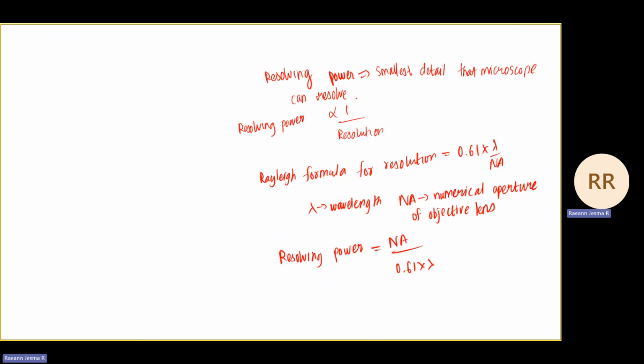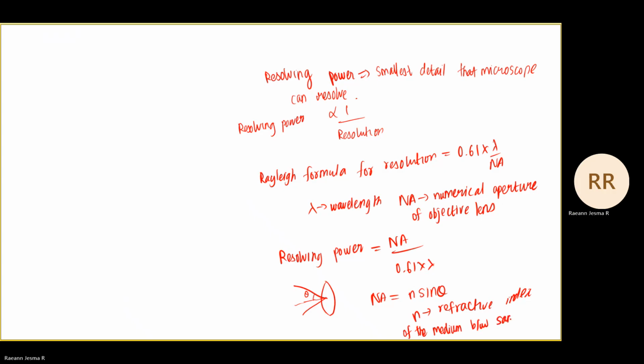So what is numerical aperture? Numerical aperture is how much the objective lens or any particular lens can gather light. In one of the previous images we saw a beam of light which is gathered, right? So the numerical aperture that we are finding is related to the angle of this cone. And the formula for numerical aperture is related to refractive index as well. Numerical aperture is n into sine theta. n is the refractive index of the medium between sample and lens.